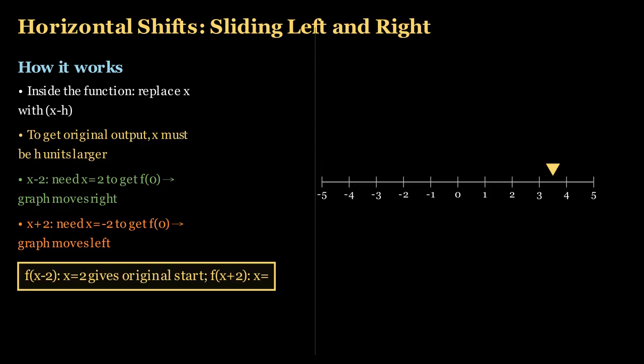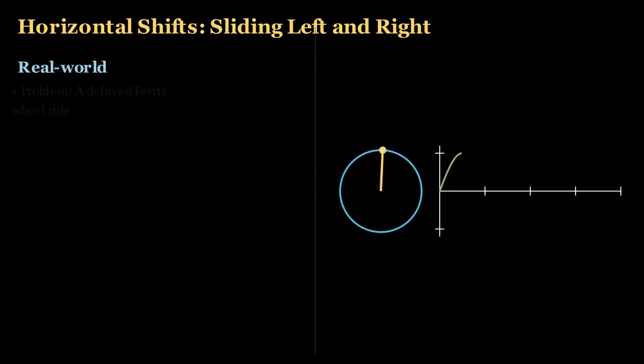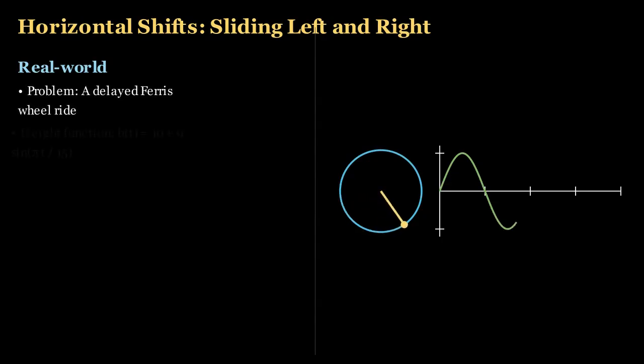Imagine a Ferris wheel that normally starts at time 0. Its height above ground in meters is 10 plus 9 times the sine of pi t over 15. If the ride starts 3 minutes late, the height function becomes h of t minus 3.